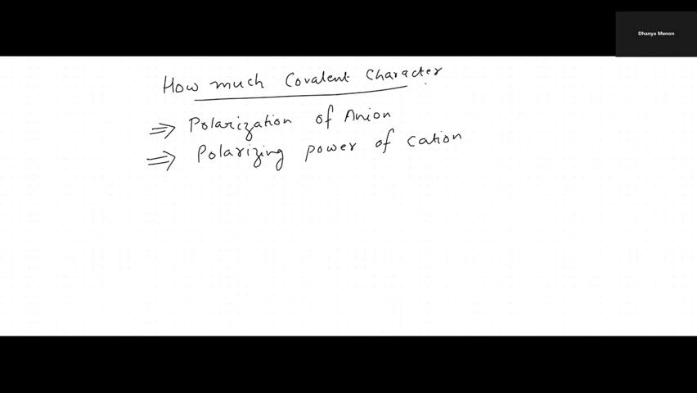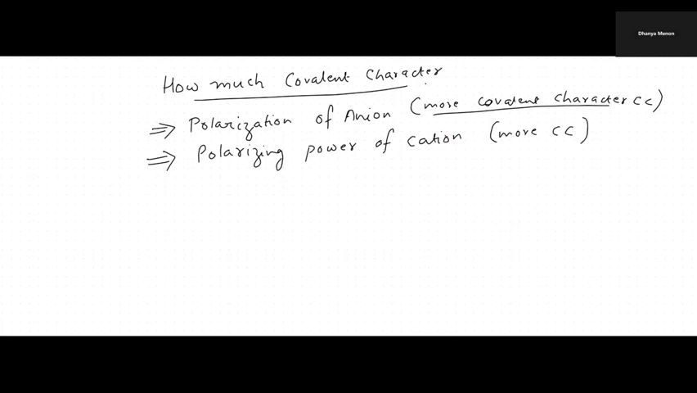Okay, so more the polarization of anion, more is the covalent character. I'll denote it as CC, short form. Okay. So more is the covalent character. More polarizing power of the cation, more is the covalent character. Okay. I hope till here it is clear.